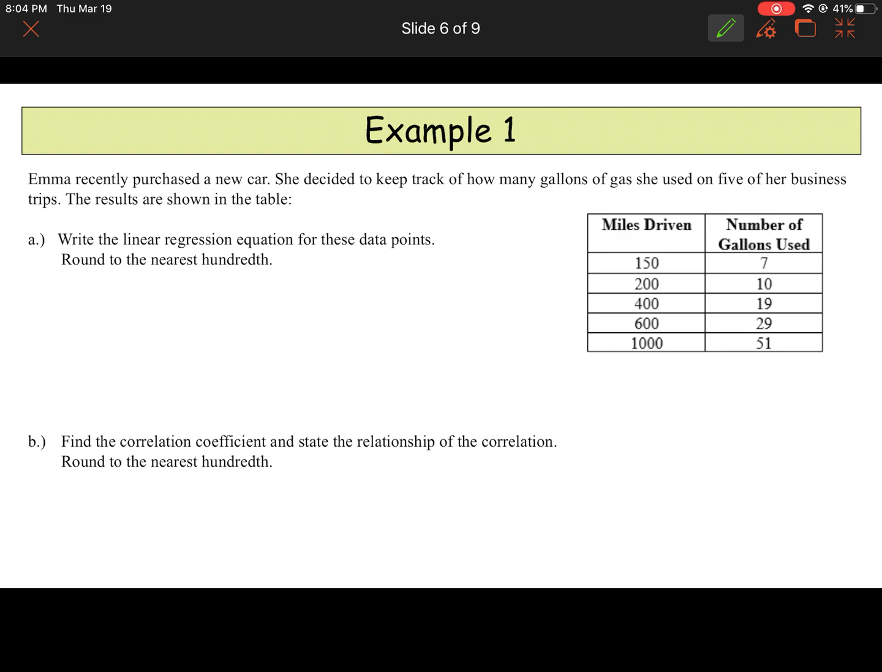So, let's look at some examples here, okay? Emma recently purchased a new car. She decided to keep track of how many gallons of gas she used on 5 of her business trips. So here's all 5 of her business trips in the table. 1, 2, 3, 4, 5. The results are shown in the table. Write the linear regression equation for these data points. Round to the nearest hundredth.